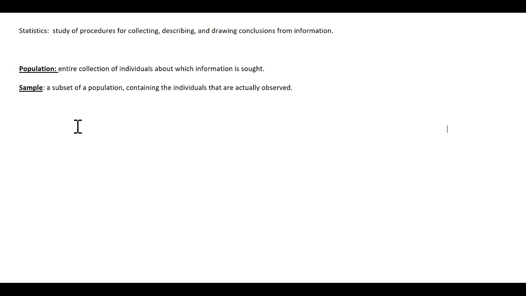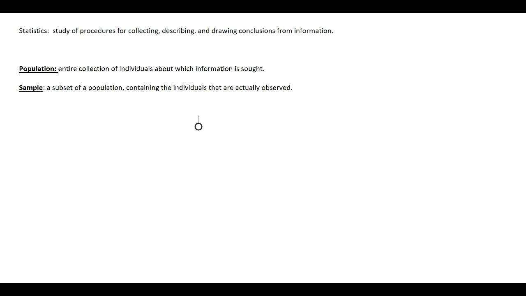A sample is a subset of that population. It's the ones that we actually observe. So for instance, if I have 65 students in a statistics class and I only look at 15 of them, well, those 15 are my sample. The 65 is my population.